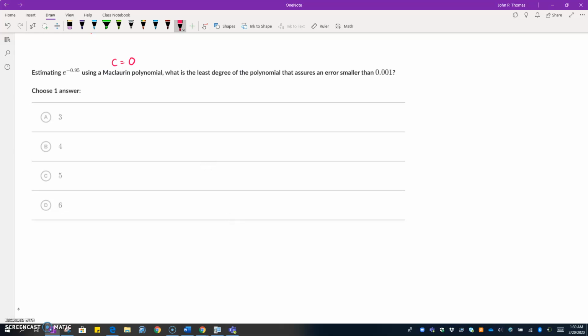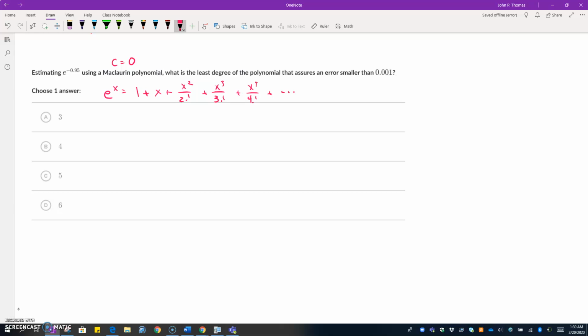With this one, as we get more comfortable with the power series, we're going to know which ones are must memorize. e to the x is definitely a must memorize, and that expansion is going to be 1 plus x plus x squared over 2 factorial plus x cubed over 3 factorial plus x to the 4th over 4 factorial, and so on.